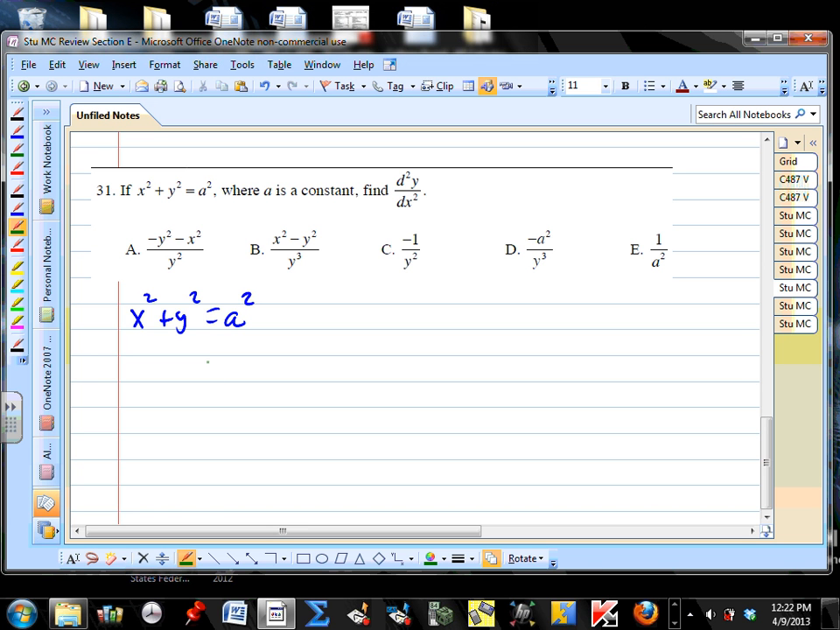Okay, to differentiate, let's go one term at a time. The derivative of x squared with respect to x is 2x. The derivative of y squared with respect to x is 2y dy/dx. The derivative of any constant is 0.